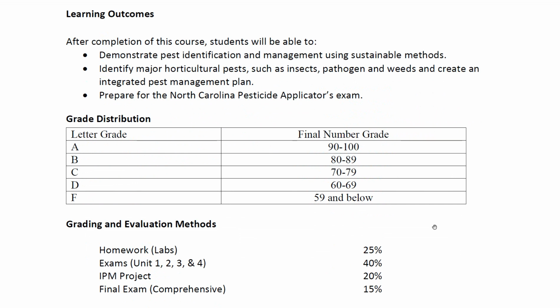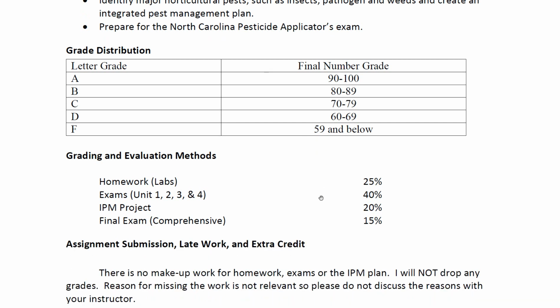We are on a 10-point grading scale. As you can see, letters A through F without the E. 90 to 100 is an A, 80 to 89 is a B, 70 to 79 is a C, and D is 60 through 69, and then anything below 60, which is 59 and below, is an F.